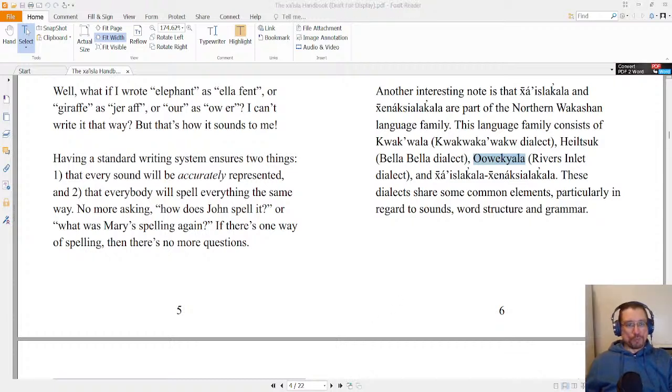So I'm going to switch back to my camera here. So that is an introduction to the xa'isla Handbook. As I said before, this is meant as a very first look, a glimpse at the xa'isla language. And that's just the first 6 pages. There's 40 altogether. So I'll be doing more live sessions, more live streams the next little while. And I'll keep going through the xa'isla Handbook with you. So hopefully this is helpful to people.